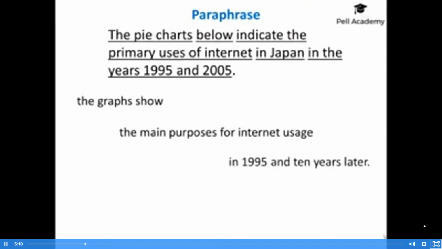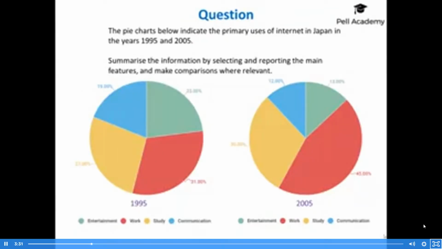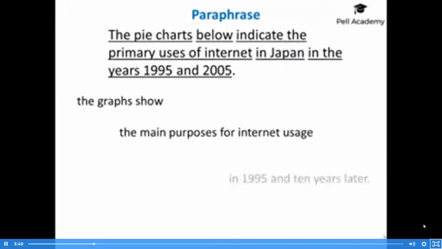In 95 and 10 years later. Just be careful. Sometimes I've seen that when you paraphrase years like this, you make it sound like a line graph, where it would be from 1995 to 2005. But let me go back here. What we have is one point in time at 95, and one point in 2005. So be careful when you're paraphrasing this description of the information not to make it sound like a line graph.